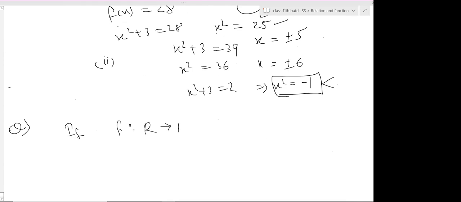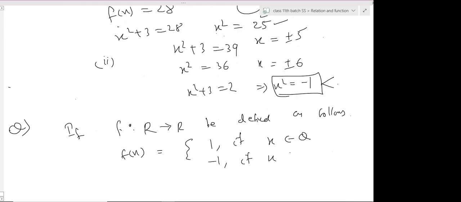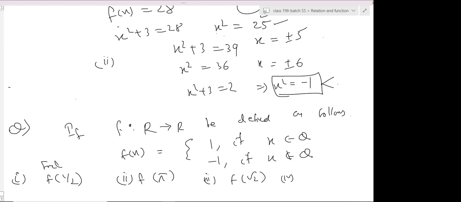f is a function from R to R defined as follows: 1 if x is a rational number, and -1 if x does not belong to the rational numbers. So, first part, find f of half, f of pi, f of root 2, the range of f, the pre-image of 1 and -1.